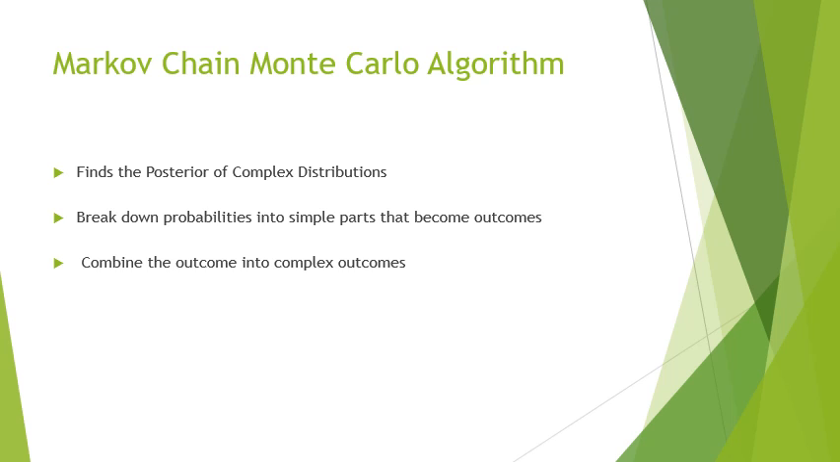However, what's different from Bayes' theorem is that we're going to combine the simple parts to make them into a complex outcome. So the best way for me to really explain this is by showing you an example of a Markov chain Monte Carlo.